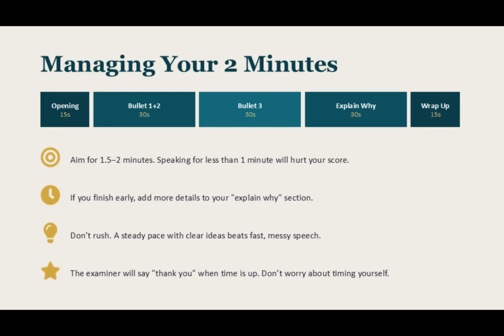We need to aim for at least 1.5 to 2 minutes. Right, so speaking for less than 1 minute is out of the question, and it shouldn't be in the answer, because it will hurt your band score really badly, right? So we need to speak for 2 minutes. Guys, the examiner will stop you. The examiner will say thank you, so you do not need to stress and worry. Am I speaking for 2 minutes?